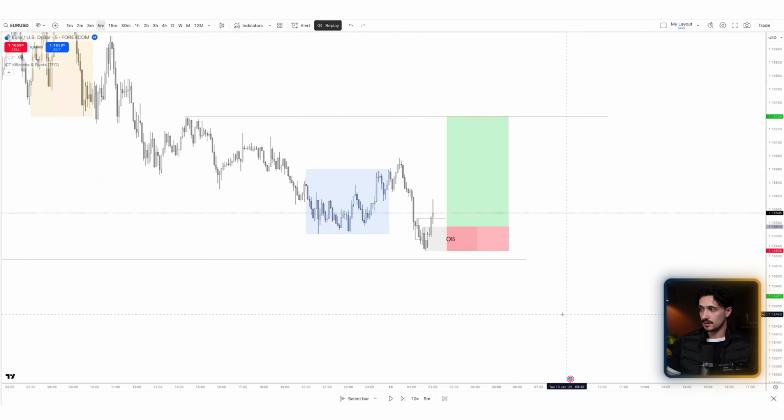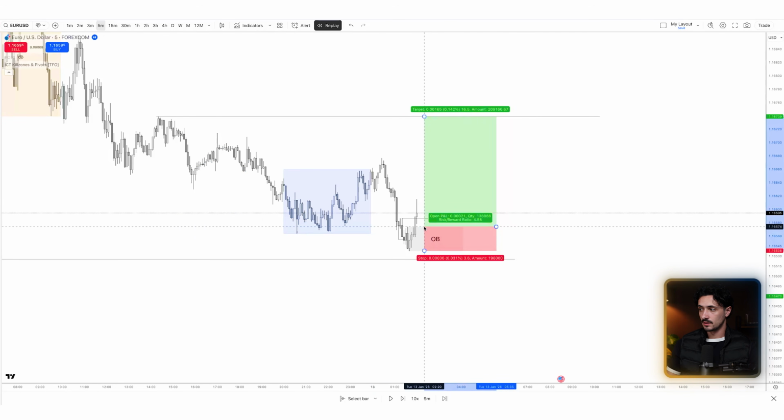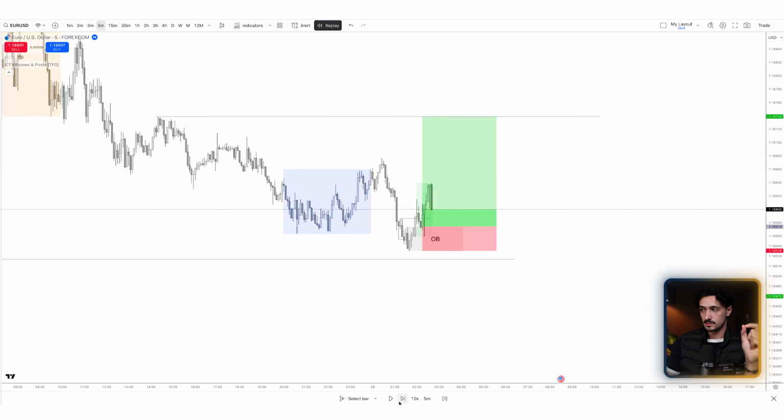And then it's as simple as placing your trade and letting the market do its thing. And regardless of the outcome, holding your trade. That's one of the big things it takes to be a profitable trader.